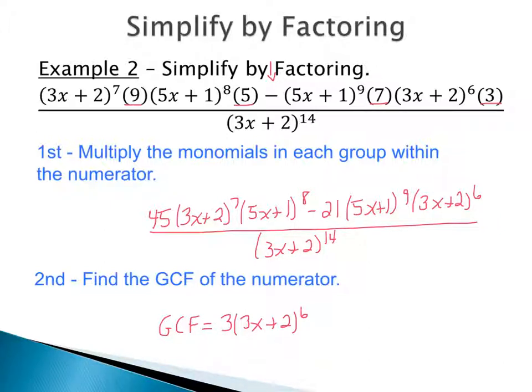Now, going back to my first group again, we already took care of the 45, we took care of the 3x plus 2 to the 7th, so now I'm looking at that 5x plus 1 to the 8th. Moving over to my next group, I can see that there's also a 5x plus 1, but that one's to the 9th power. Again, taking the smaller of the two exponents, that means for your greatest common factor, we're going to have 5x plus 1 to the 8th. So your greatest common factor of just your numerator is 3 times 3x plus 2 to the 6th times 5x plus 1 to the 8th. We're not going to worry about the denominator right now.